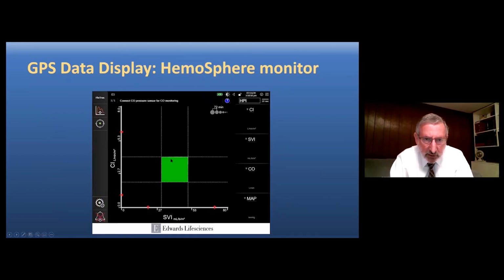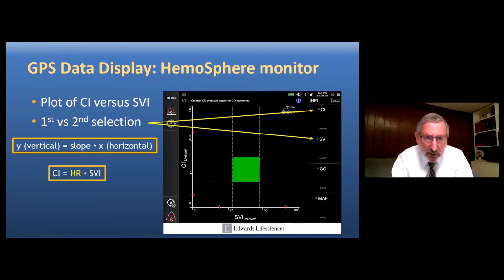The lines are 33 and 47 for the vertical lines for SVI. Well, our nurses like this box. They set it up with the top variable. It will turn into the vertical axis. The second variable that you select, the second parameter, will turn into the horizontal axis. So you get your goal position box.